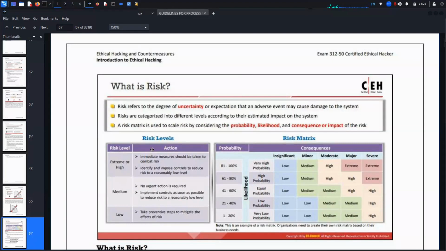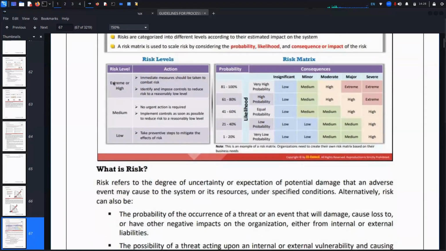So the risk levels: extreme or high should be the first priority. Immediate measures should be taken to combat risk. Identify and improve controls to reduce risk, right? Medium, no urgent action is required, but resolve it as soon as possible after you are done with the high level risks. And low, take preventive steps to mitigate the effects of the risk. That's it.